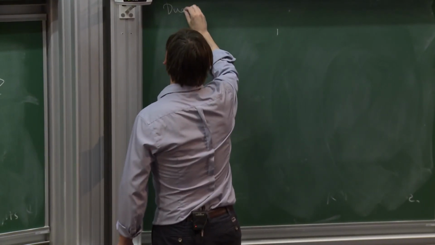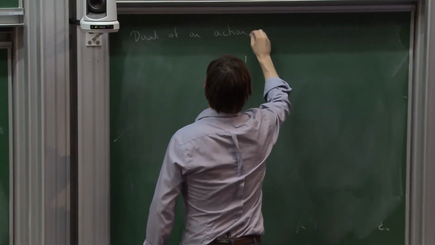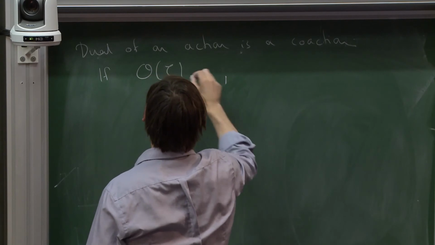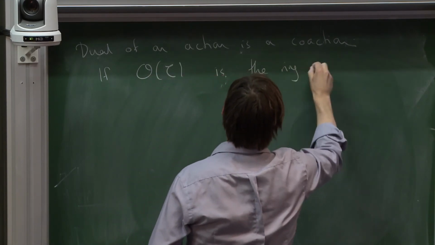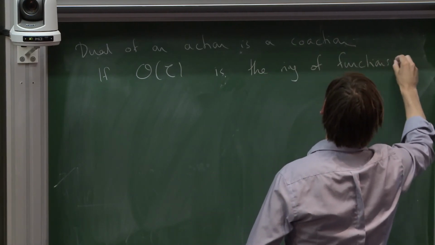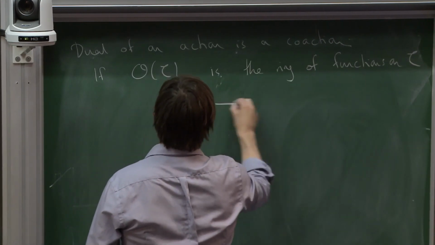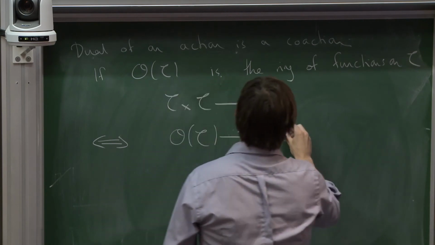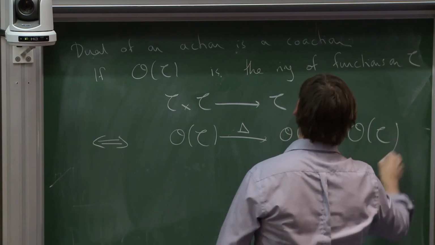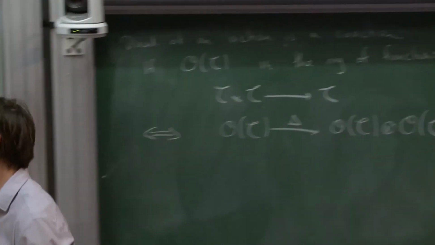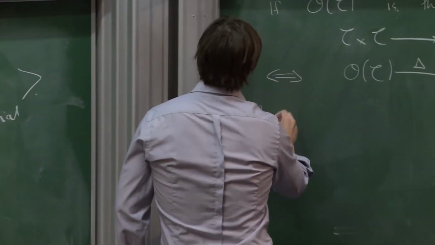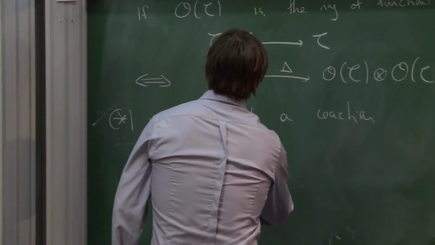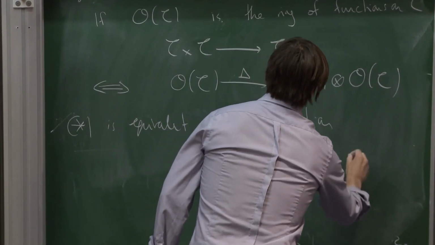So quickly, the dual of an action is a coaction. If O_C is the ring of functions on this group, then the group law is equivalent to a coproduct on the functions. I think this may come up again this afternoon. And this action here, star, is equivalent to a coaction, F goes to F tensor O_C.